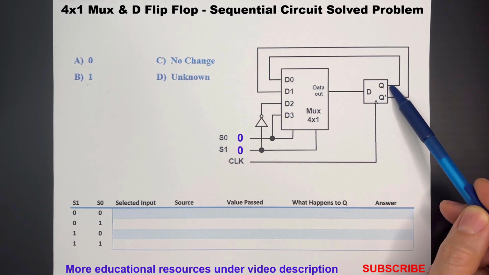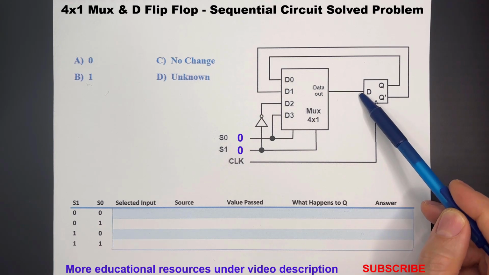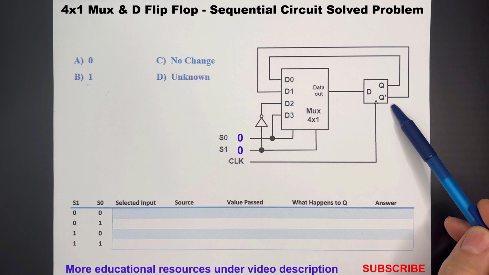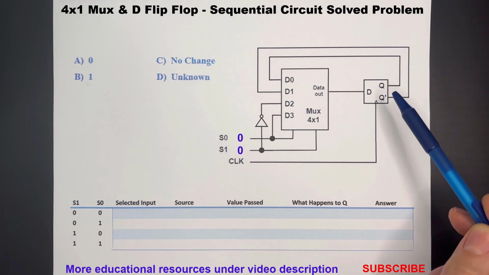That means we are feeding Q right back into the D input. So on the next clock edge, Q just stays the same. For example, let's say Q is currently holding a 1. That 1 loops back through D0, passes through the Mux, and comes right back into the D input.